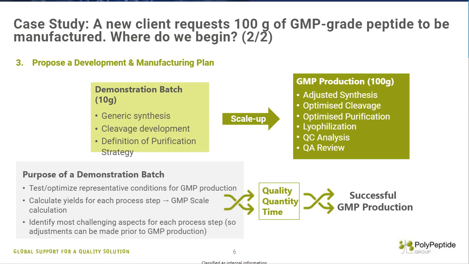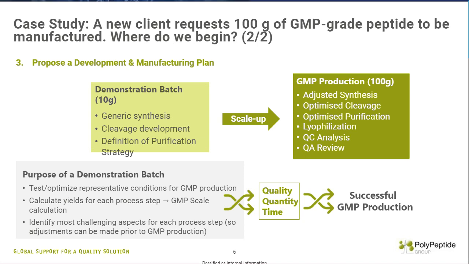So the global idea, the core point of performing a demonstration batch, is to assure that we produce the peptide to the quality and the quantity that the client has desired, and also to produce it in time so that we avoid any errors along the way. So that's basically what we proposed to the client.